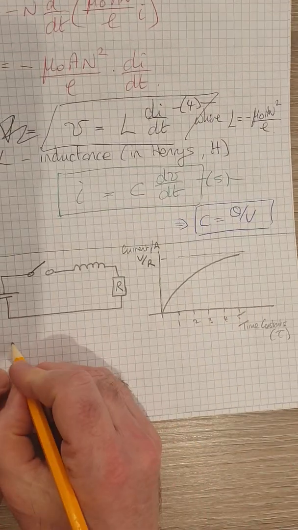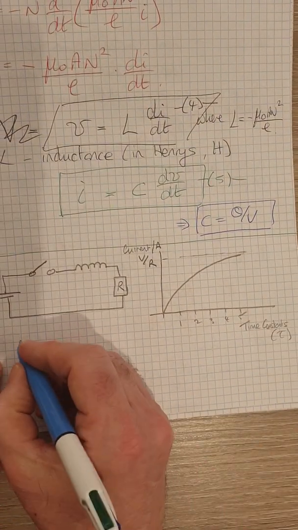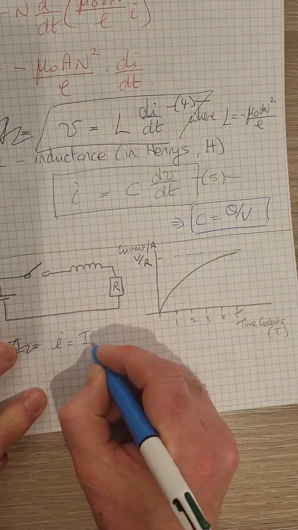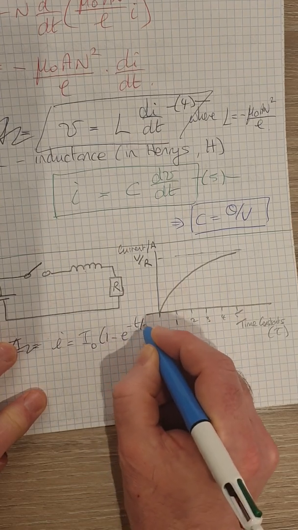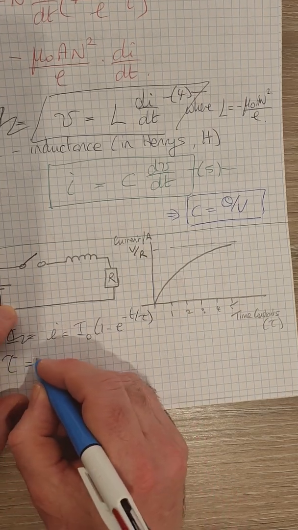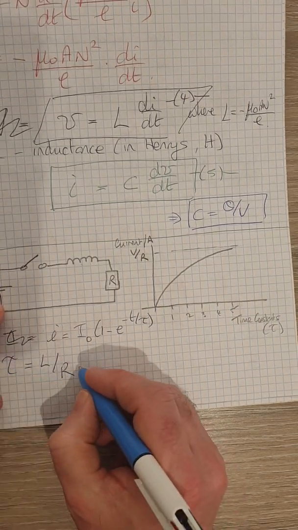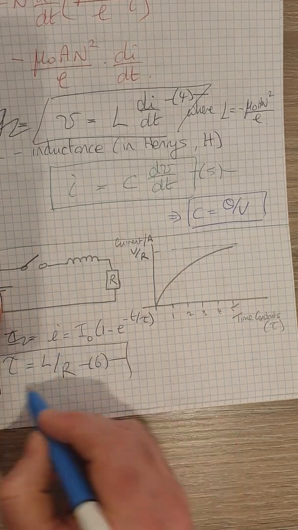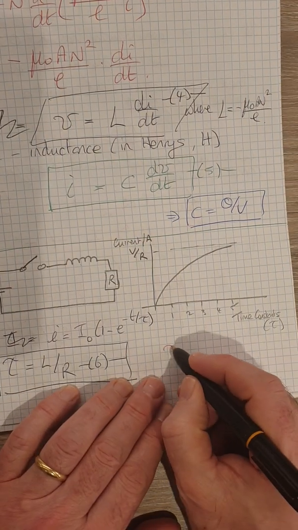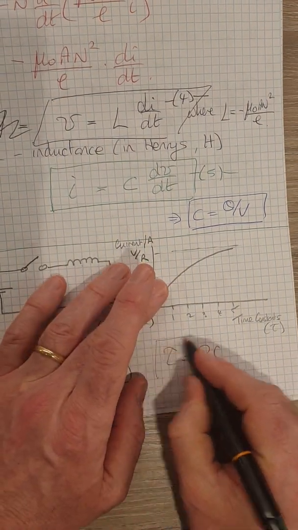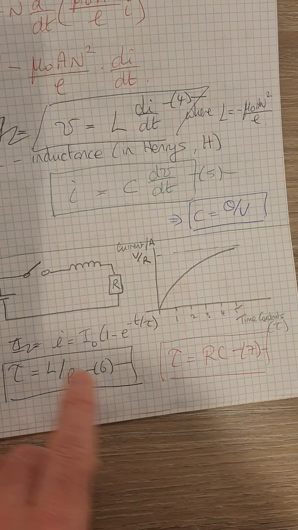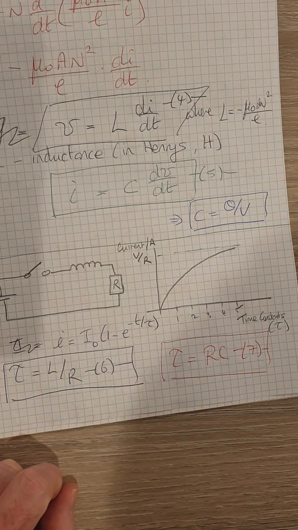So the relationship is given by a similar expression to capacitance, which is the current is equal to I naught times 1 minus e to the minus t over tau. And tau is known as the time constant. In the case of the inductor, it's given by the inductance over the resistance. And we know that in the capacitor, the same parameter, the time constant, is given by resistance times capacitance. In the case of the inductor, it's the inductance divided by the resistance.